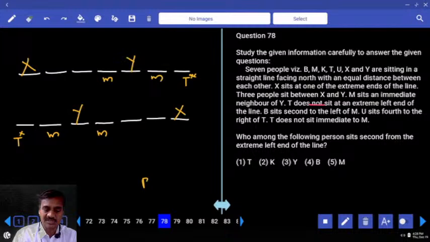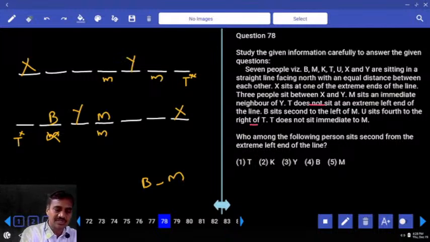Now B is seated second to the left of M, and here M is not possible. M is here, B is here. But as in the first case, both cases are possible. Then U sits fourth to the right of T. U is fourth to the right of T.